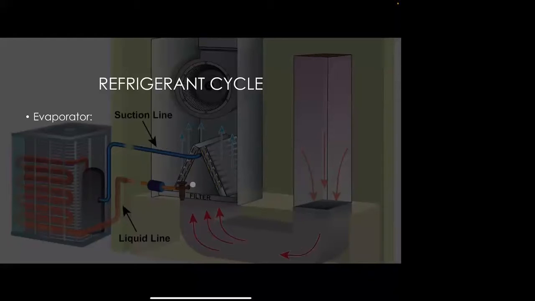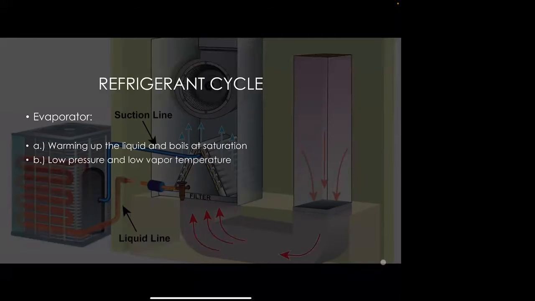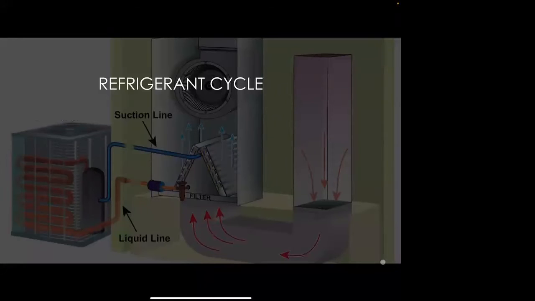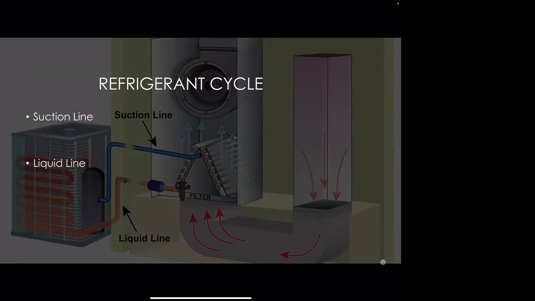Evaporator, once we get through our metering device here, it's warming up the liquid and it boils it at that saturation point. It's a low pressure and low vapor temperature. And that is known as our superheat or vapor saturation. We have our suction line, our liquid line, which is where we check our temperatures and compare for our superheat and subcooling, and then our discharge line.